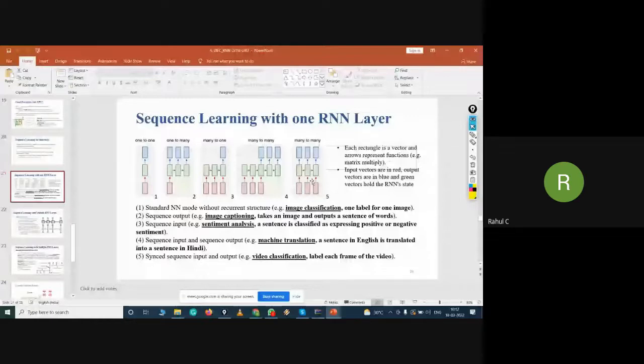Then many-to-many also. The perfect example for many-to-many is machine translation. What is machine translation? You take a source sentence and produce a target sentence. The source sentence may consist of a number of words, and the target sentence also consists of a different number of words. In a sentence you can have any number of words, isn't it? Your sentence may consist of 10 words, 50 words, 20 words, 100 words, anything.